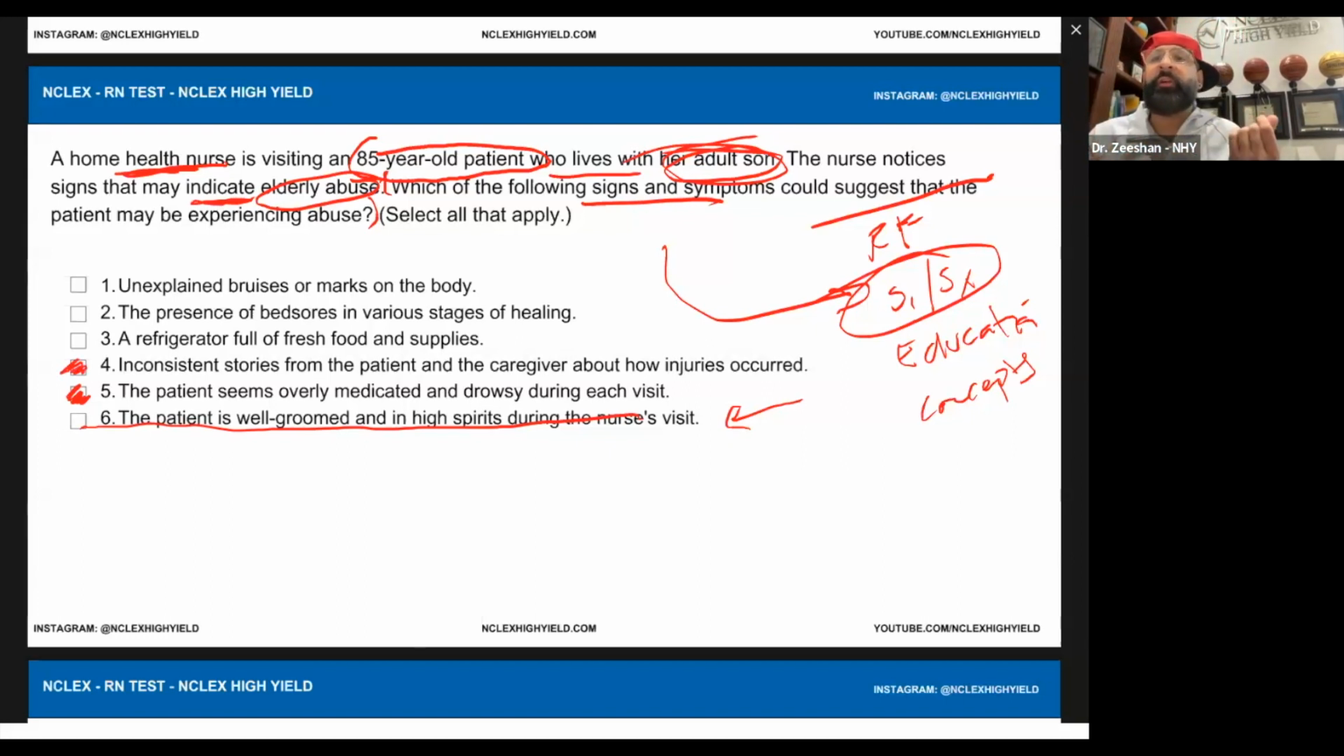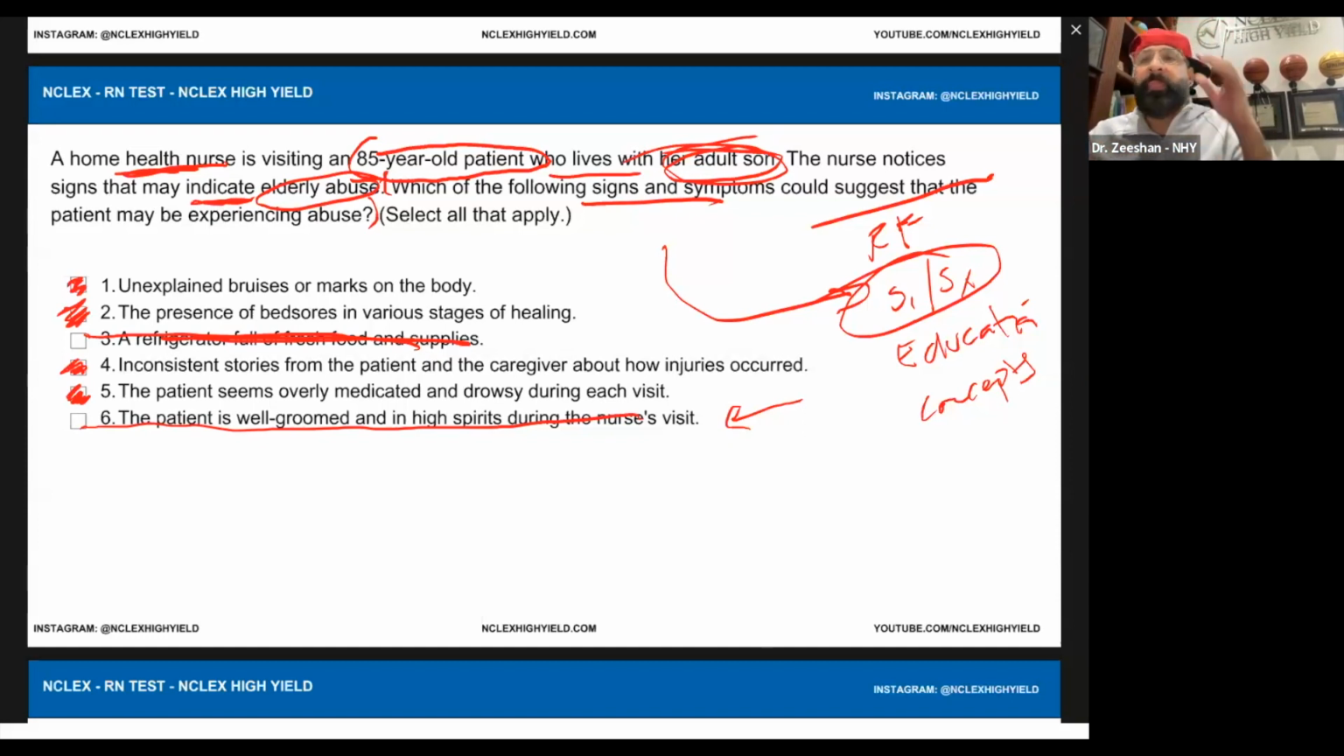A refrigerator full of fresh food and supplies. Absolutely not. That's pretty easy. How about the presence of bed sores in various stages of healing? Yeah. Why are bed sores in different stages of healing? What does that indicate to me? Neglect. They're not being moved or repositioned or walked or whatever it is, right? It's neglect. And unexplained bruises or marks on the body. Again, this goes right back to the inconsistent stories.